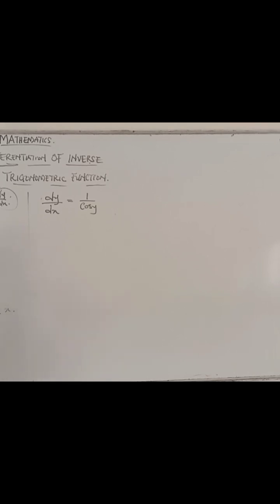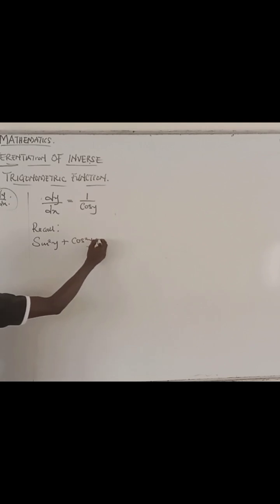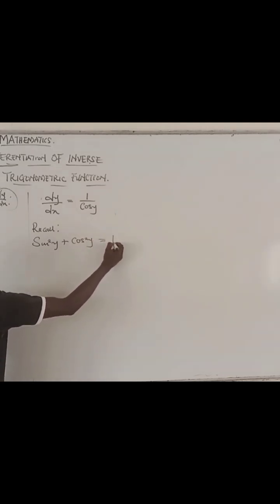Before I start this video, I write something on the board. We are going to make use of trigonometry identity. Please recall that sine square y plus cos square y is equal to 1.